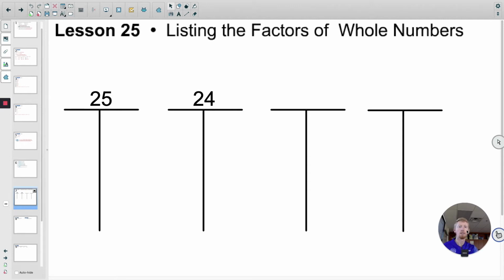All right, students, we have listing the factors of whole numbers. Now, there's a few different ways to do this. I encourage you to do it the way I'm about to show you right now, because this makes sure you make the fewest mistakes. Sometimes students will just try to think of it in their head and jot down every factor possible. So factors are numbers it can be divided by evenly.